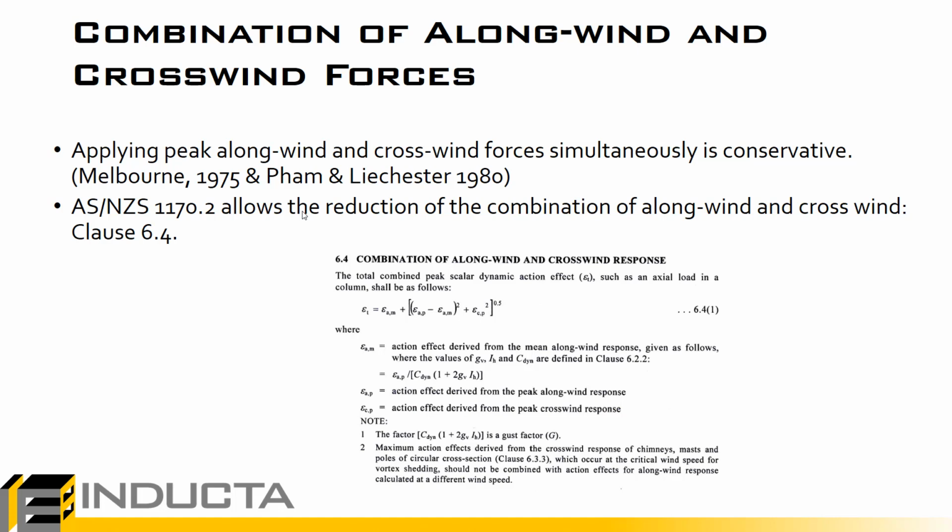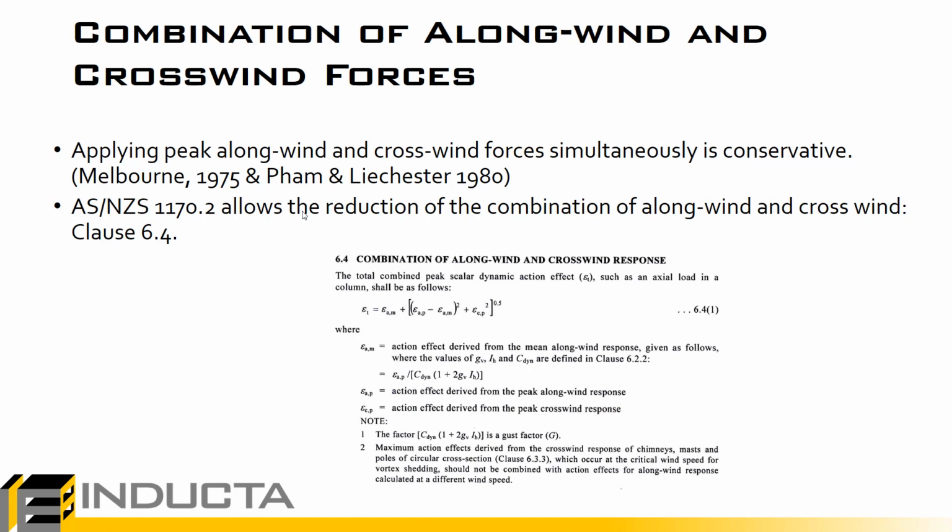So the intention of this particular clause is that it lets us reduce the values, and it specifically relates to peak dynamic action effect, for example the bending moment in a column. It lets you reduce these values based on the assumption that peak along wind and crosswind will not occur at the same time. What we do in the software is assume that, for example, the bending moment in the column due to the wind is directly related to the wind force. So we apply our reductions to the wind force itself, not to the force in the column that is generated, for example.